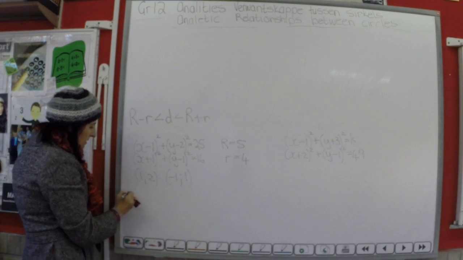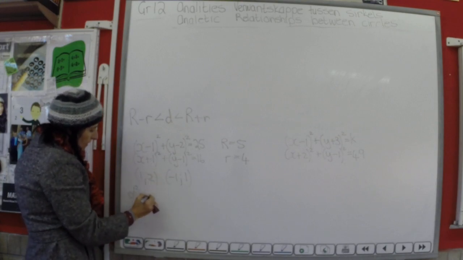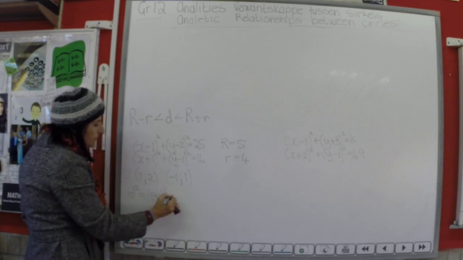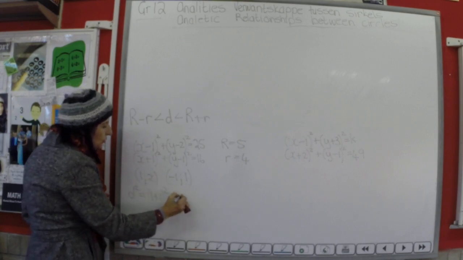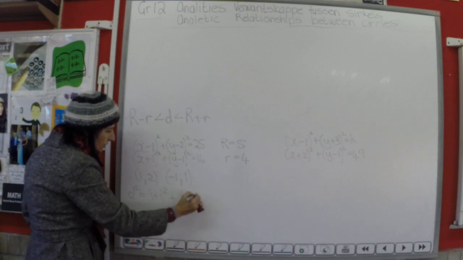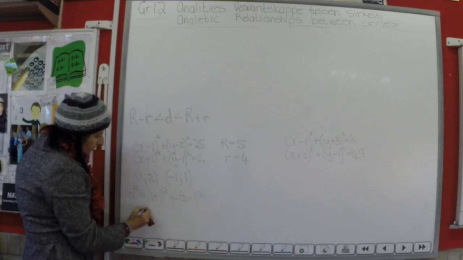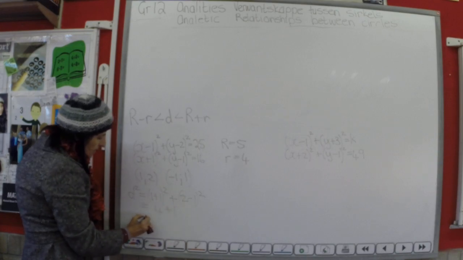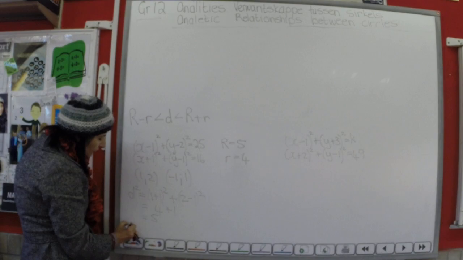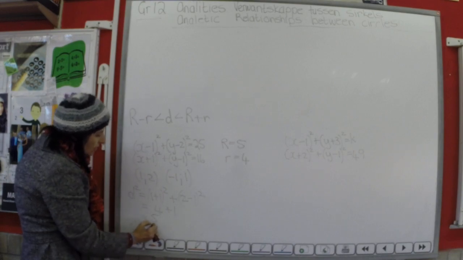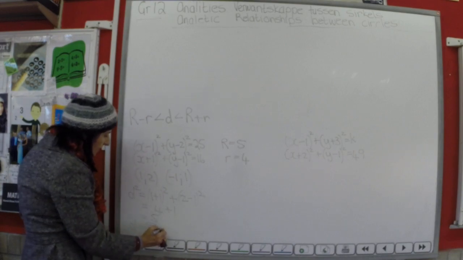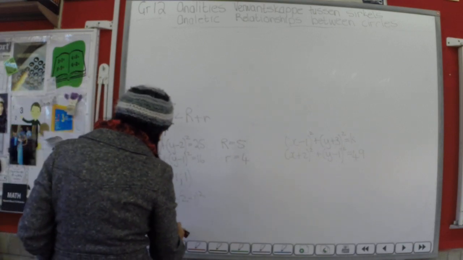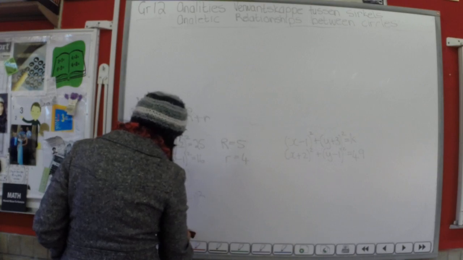So let's determine D square. Ons het 1 minus minus 1 se kwadraat plus 2 minus 1 se kwadraat. En dit gee vir my 2 kwadraat wat 4 is, plus 1 kwadraat wat 1 is. So D kwadraat is 5, therefore D again, the square root of 5, and we said that that's 2.24.